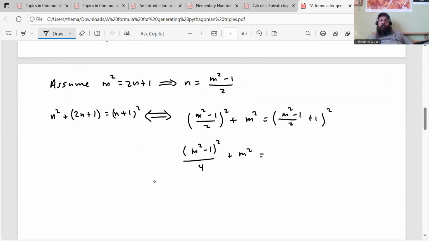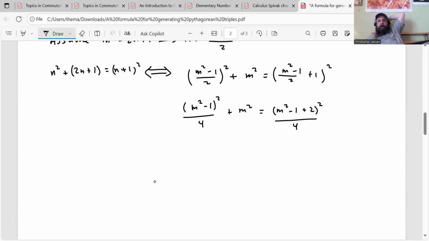equals, here if you put this over the LCD, maybe I won't skip steps just in case people get confused. This is (m squared minus 1 plus 2) squared all over 4. And if you simplify that, that's (m squared plus 1) squared over 4. And I can multiply through by 4. So I'll just say multiply by 4.